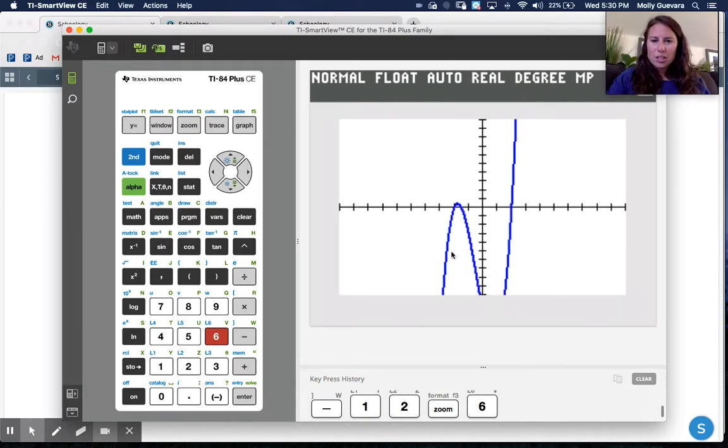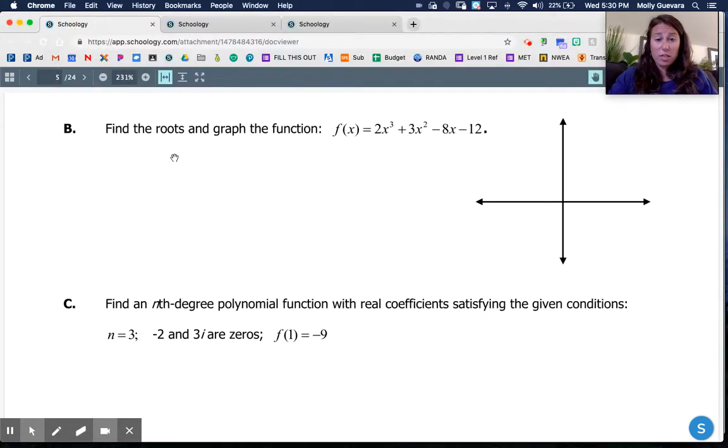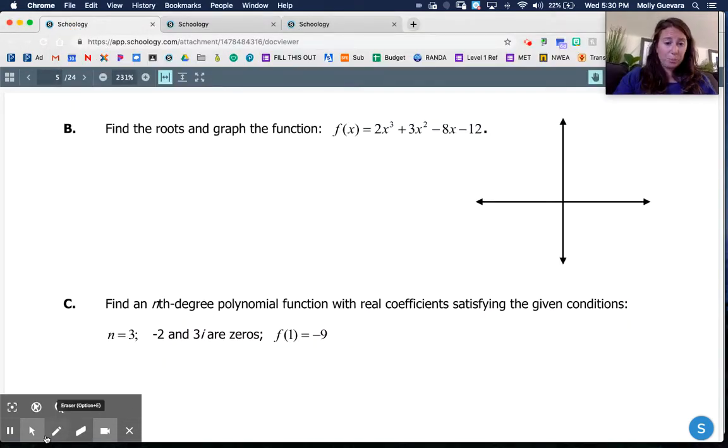I can clearly see that it crosses the x-axis at negative 2. These others I'm not really so sure about, but this one's pretty clear. Or, sorry, positive 2. So I'm going to use synthetic division, and I'm going to divide by 2. Okay, so 2.